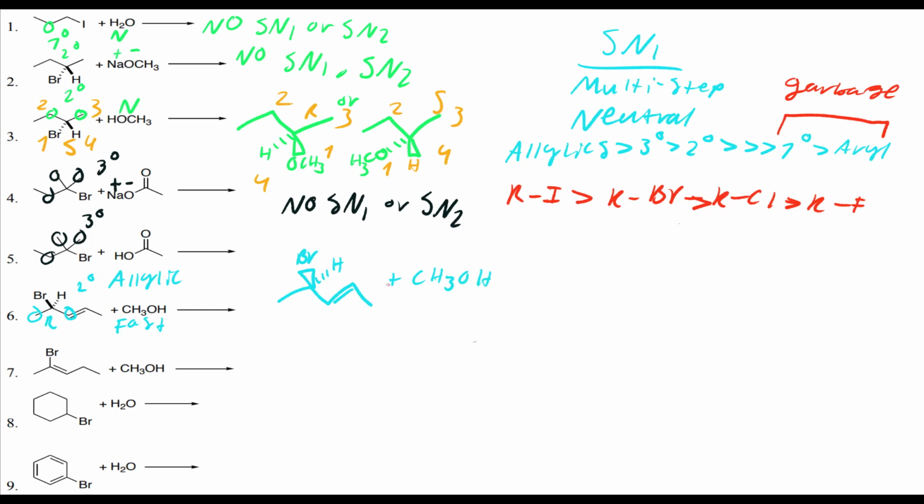Okay, first of all, this bromine pops off. That's going to form a carbocation. If you form a carbocation, it's going to be very slow. So that's a slow step. That's going to be step 1.